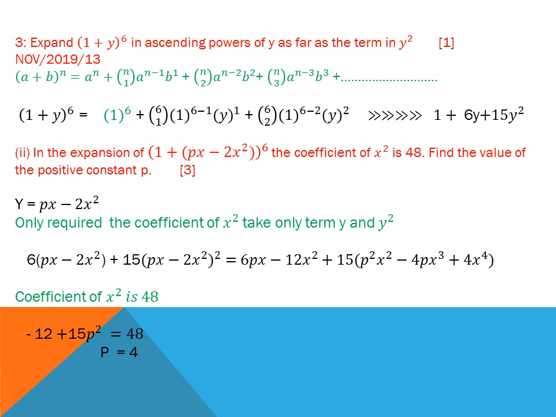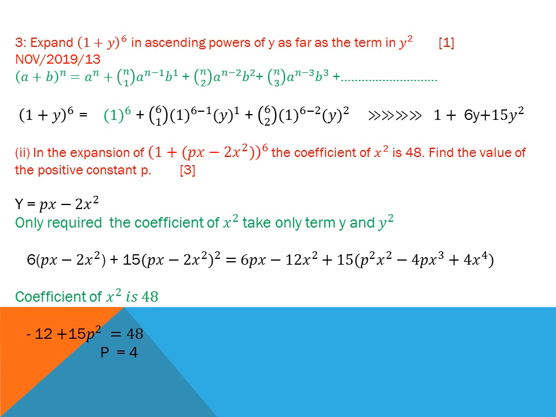I expand the formula here: a square minus 2ab plus b square. I get p square x square minus 4p x cube plus 4x square. We only need the terms including x square. From the first I choose minus 12x square. From the second I choose 15p square x square.